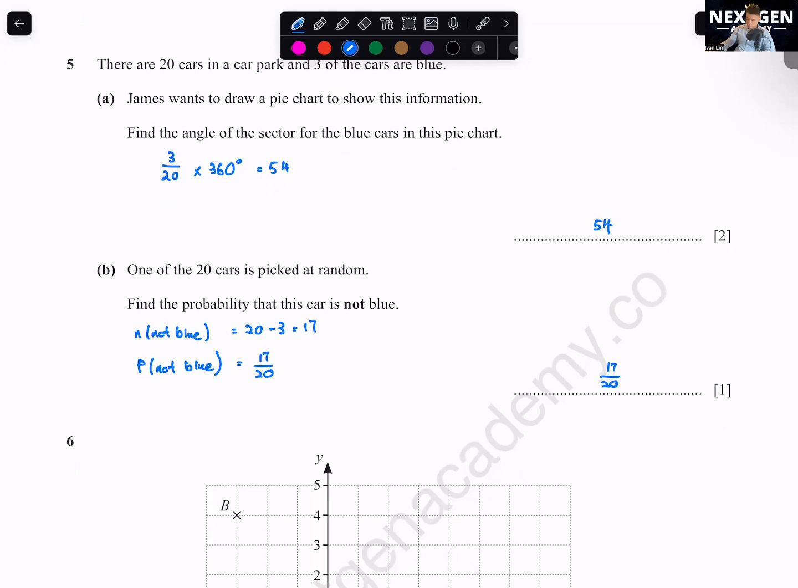Okay, do you need to write the angle? Just write down here, 54 degrees.